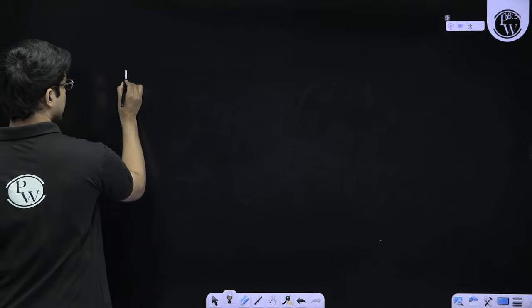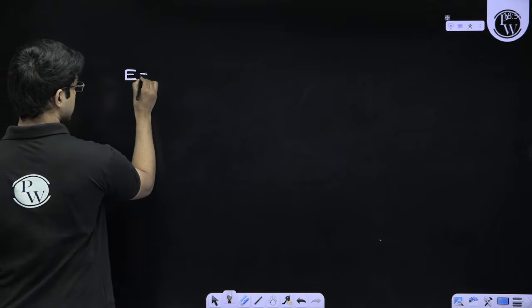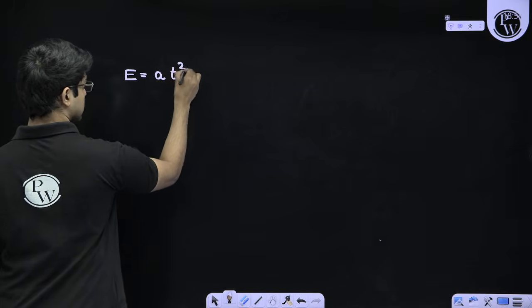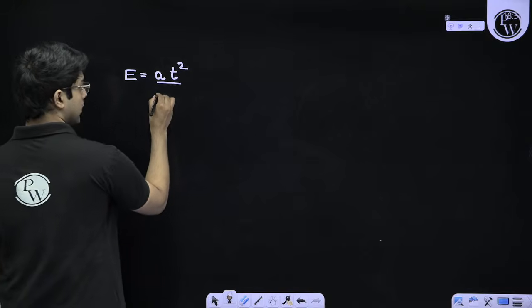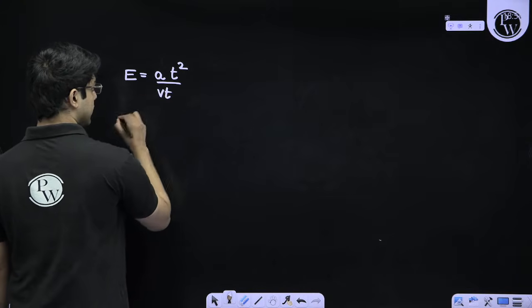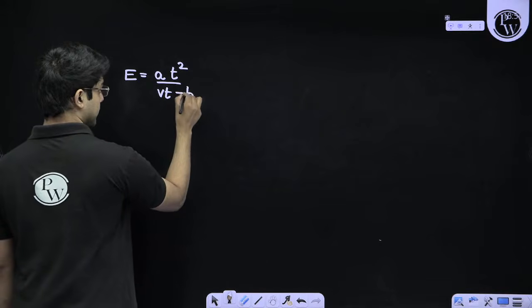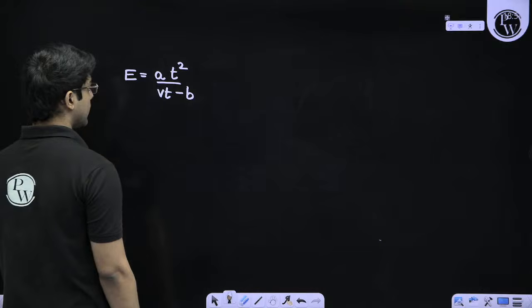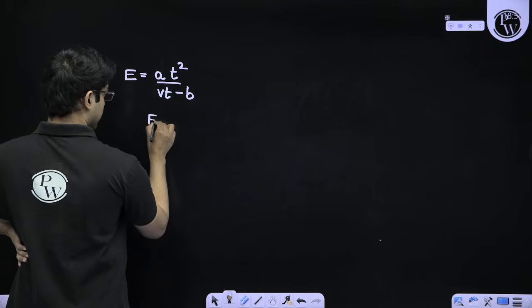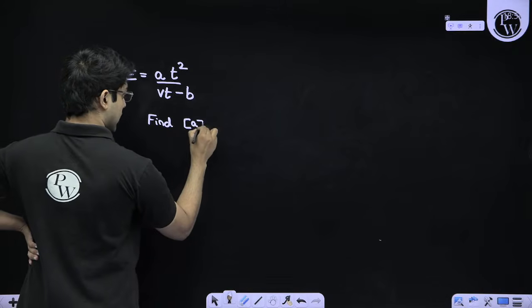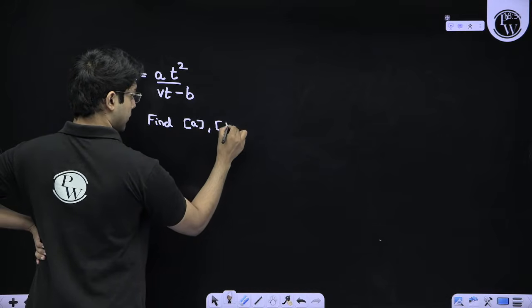So energy is given as A into T square, T is time, divided by Vt, V is speed, T is time, minus B. This equation is given to us, and they're asking to find the dimension of A and B. Find the dimension of these unknown quantities A and B.